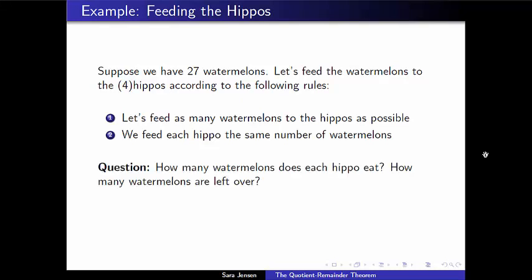So the question is, how many watermelons does each hippo eat? How many watermelons are left over? And I'll give you a moment to figure it out, but I have very full confidence that this is something that you can do. I in fact gave this task to my 7-year-old and she was able to do this and more in about 2 minutes.